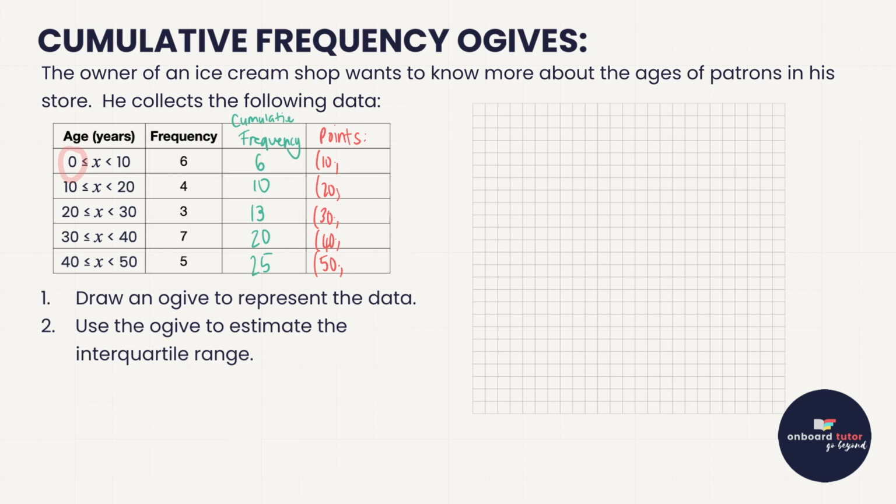And then the y coordinate each time is the cumulative frequency. So 6, 10, 13, 20, and 25. Okay, so you can, in each instance, just read it from here. So there's my anchor, there's x and y, x and y, x and y. Or you can do another column and have the x and y written down if you prefer it that way. Okay, let's draw this ogive, and then we are going to use it to estimate the interquartile range.